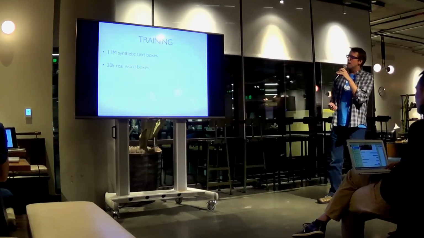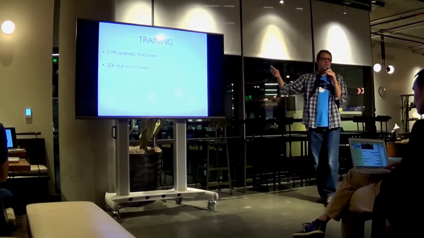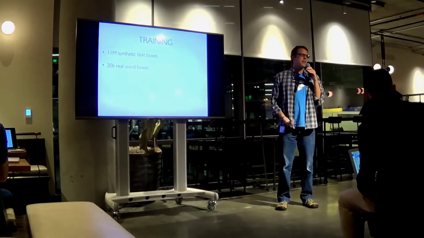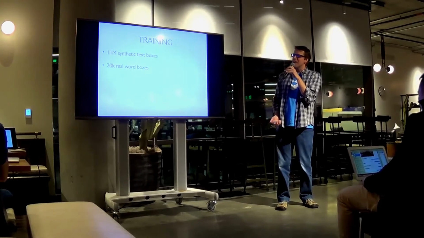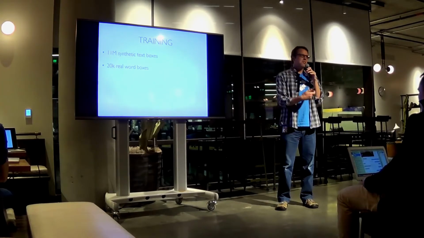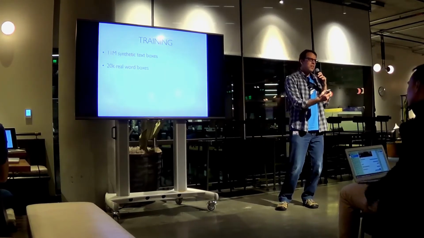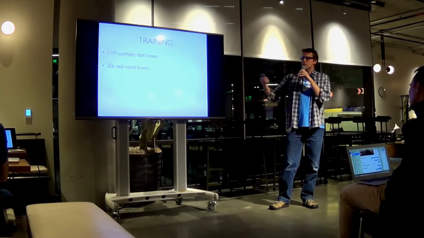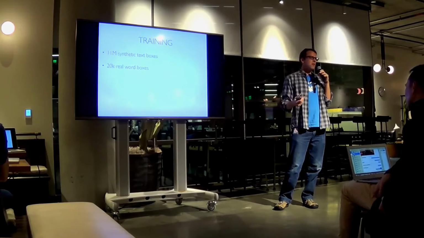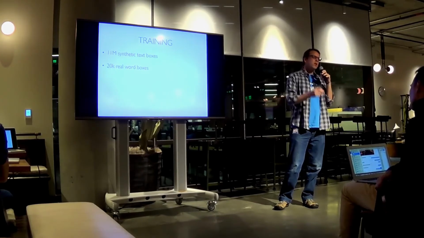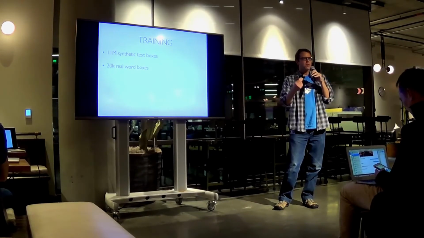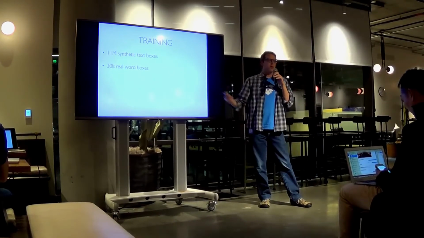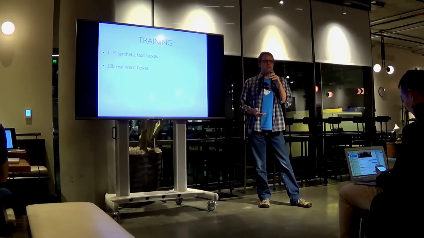So for training, we generated 11 million of these. You could have more, but it seemed we weren't getting anything out of having more than that. And then the synthetic data isn't perfect. It's not really like real data. So we train on the synthetic data. We also collected 20,000 actual boxes, right? We took a real photo, ran the detector, and asked humans to label the text that was in them. And we used that to fine tune the network, get a little bit of a bump of accuracy at the end.